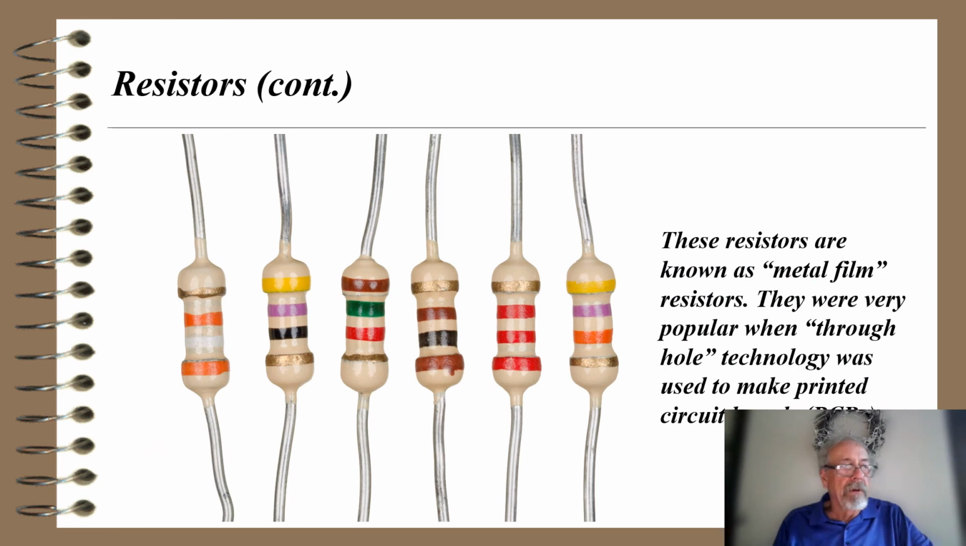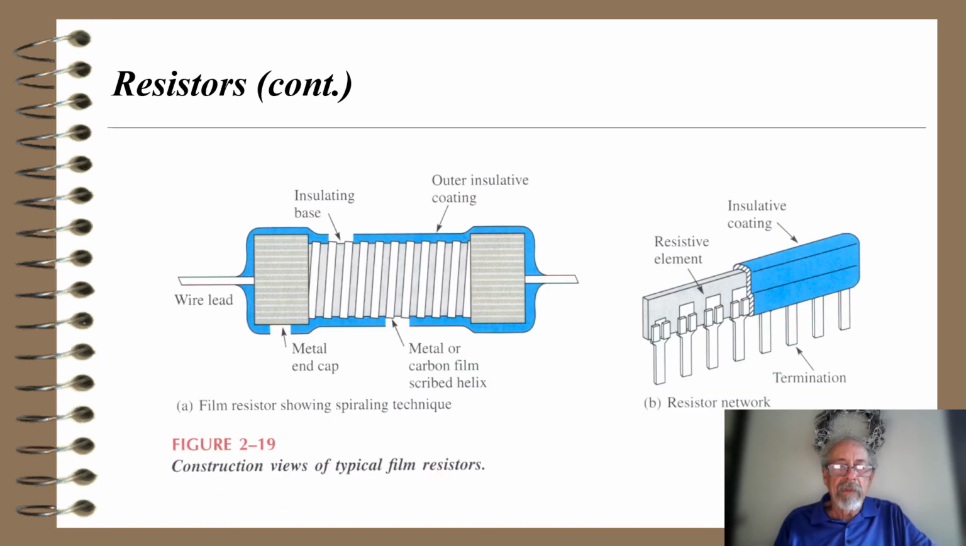Here's another picture of resistors. They're known as metal film resistors. They're very popular when through-hole technology was used to make printed circuit boards or PCBs. Today they're not as popular. You'll find them in our lab, but that's about the only place. If you look on a printed circuit board made in the last 20 years, you won't find any of these resistors. They're pretty colorful though. So here's more details about a typical film resistor or resistor network.